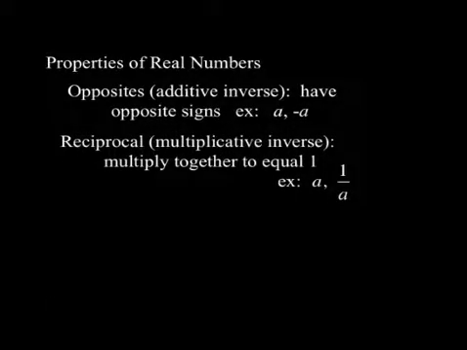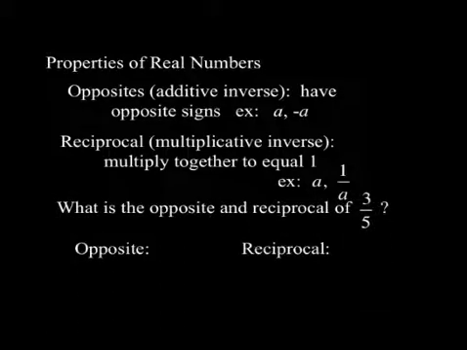Next we have reciprocals. These are also called multiplicative inverses, and these multiply together to equal 1. We've talked about reciprocals before. Algebraically, we write it as A and then 1 over A. With a fraction, we just remember that we can change the numerator to the denominator and the denominator to the numerator. So let's take a look at this example.